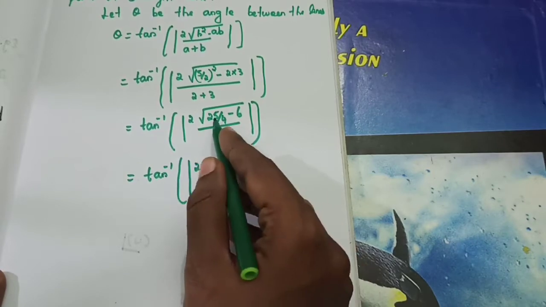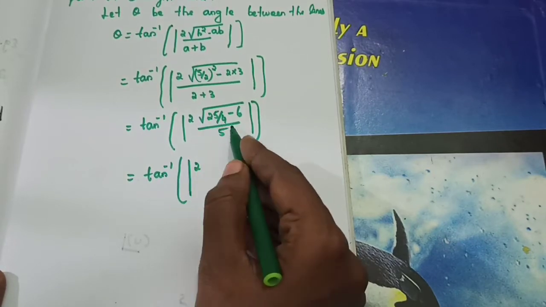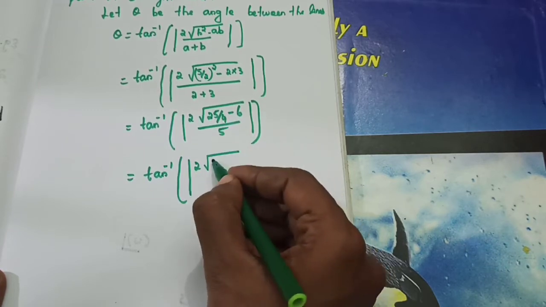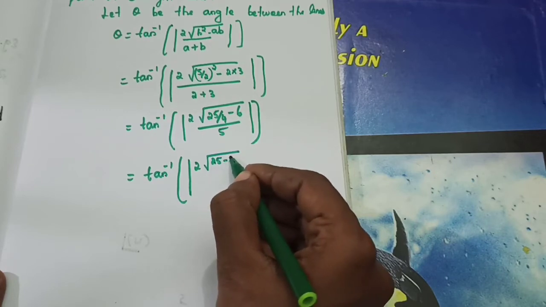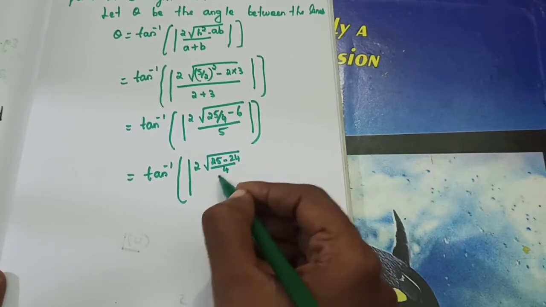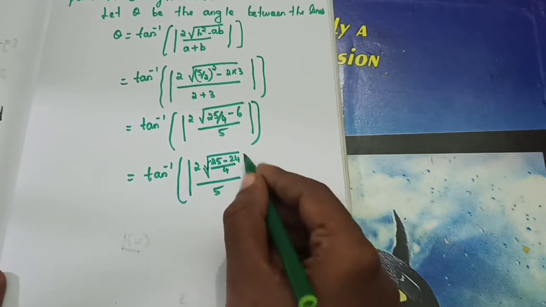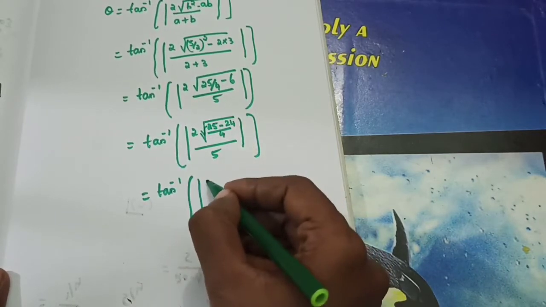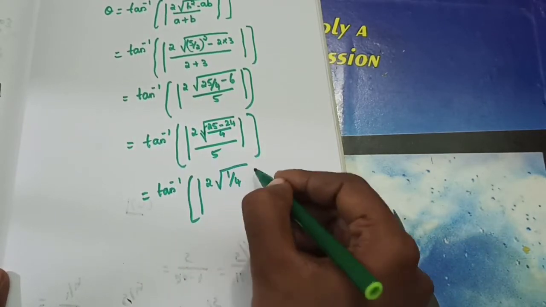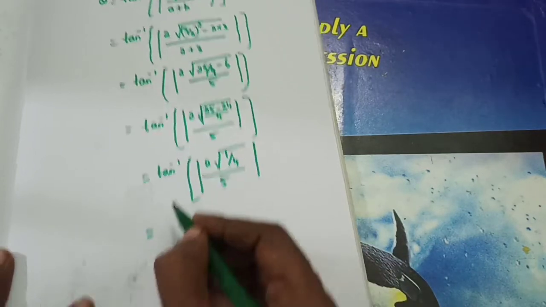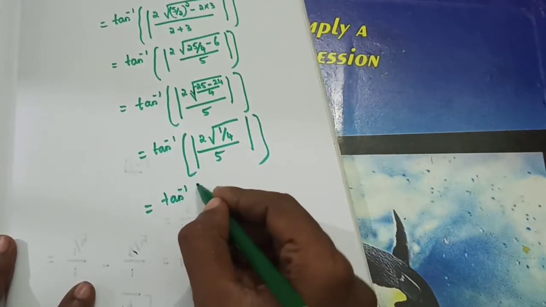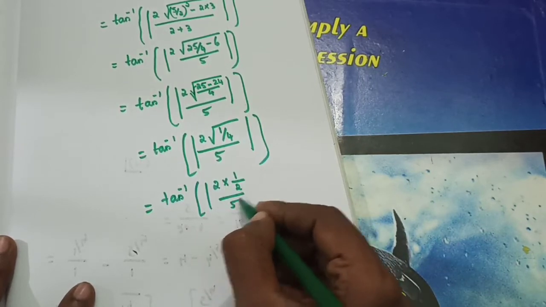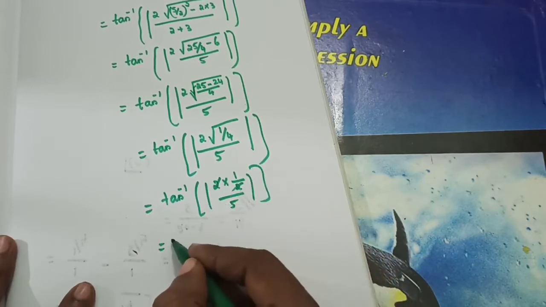modulus 2 into 25 by 4, is it right? So 25 by 4 minus 6, you take the LCM and simplify, then only it will be easy for you. So 25, 6 4s are 24, divided by 4. It is inside the square root, divided by 5, mod close. That's equal to tan inverse of modulus of 2 into square root of 1 by 4 divided by 5. That's equal to tan inverse of modulus 2. 1 by 4 can be written as outside 1 by 2, divided by 5. So 2 get cancelled.